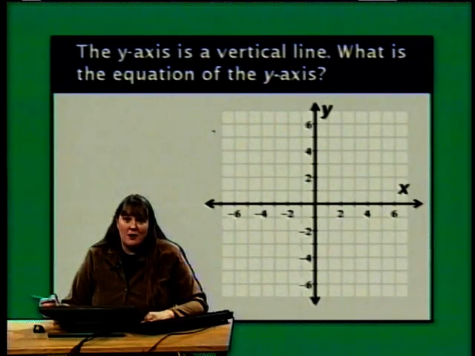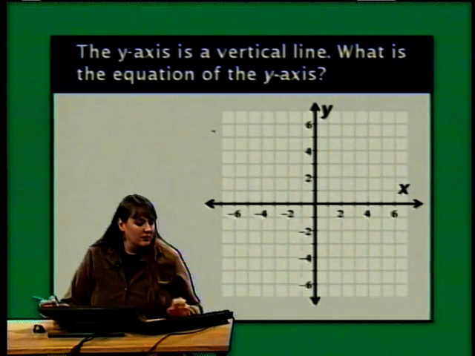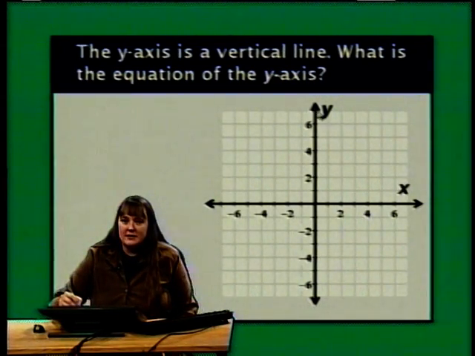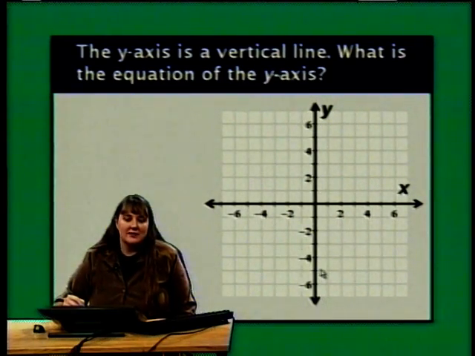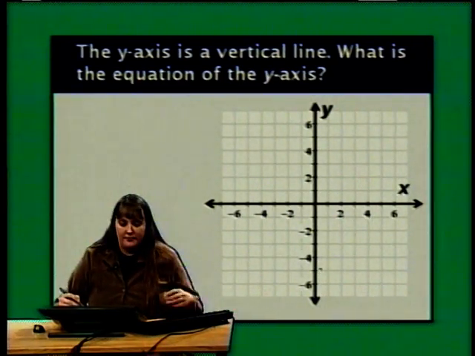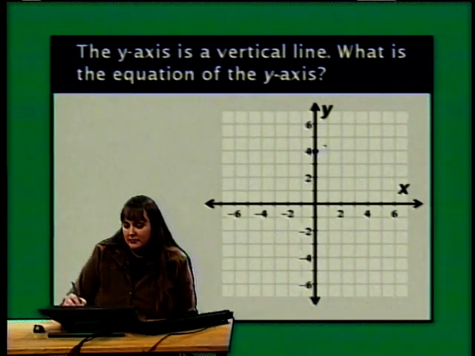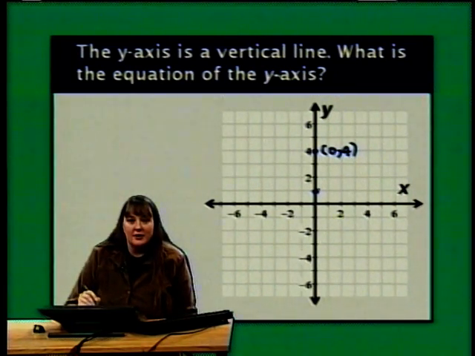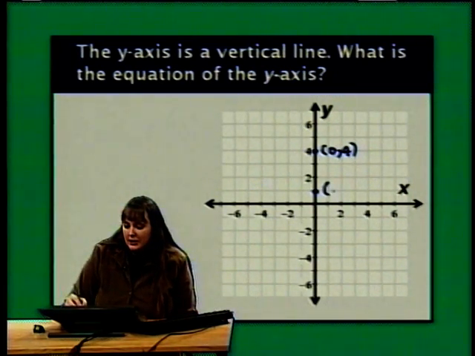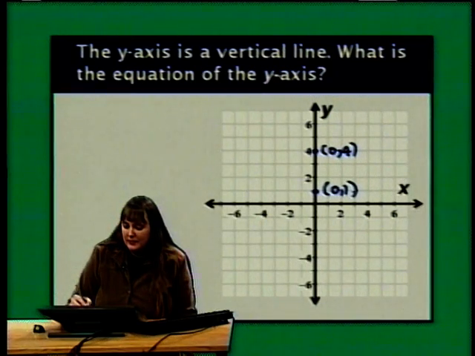The y-axis also happens to be a vertical line. What's the equation of the y-axis? Well, we're thinking about this vertical line, the y-axis. So again, let's think about some points that are on this line. Here's a point on the line, 0, 4. Here's another point on the line, 0, 1. Here's another point on the line, 0, -3.